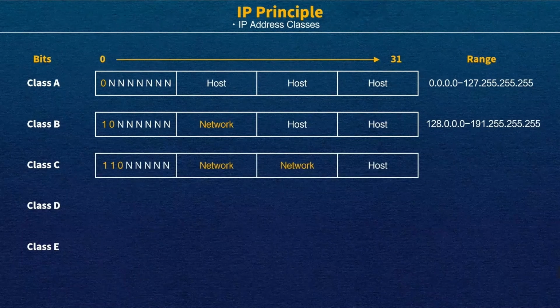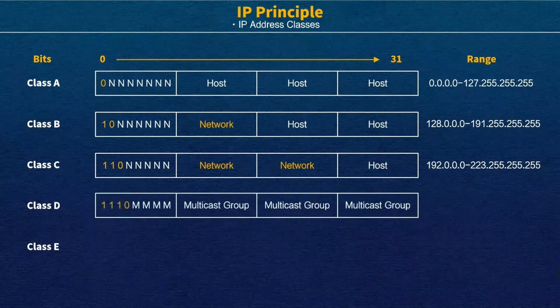And about class C, we define the first 24 bits as the network part, and the last 8 bits as the host part. With the same principle, the range is from 192.0.0.0 to 223.255.255.255. So this is class A, B, and C.